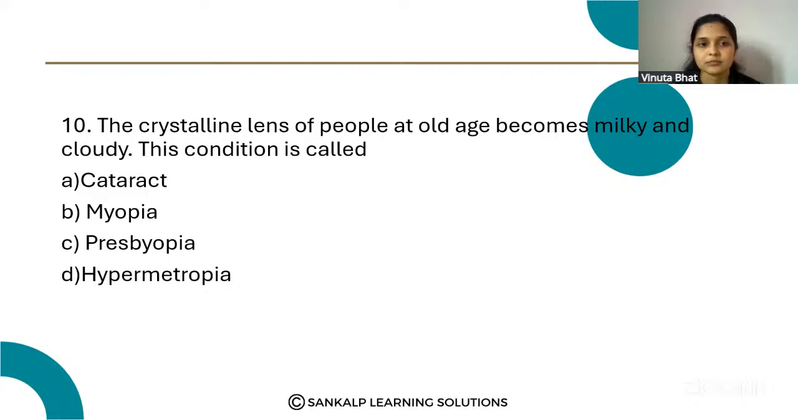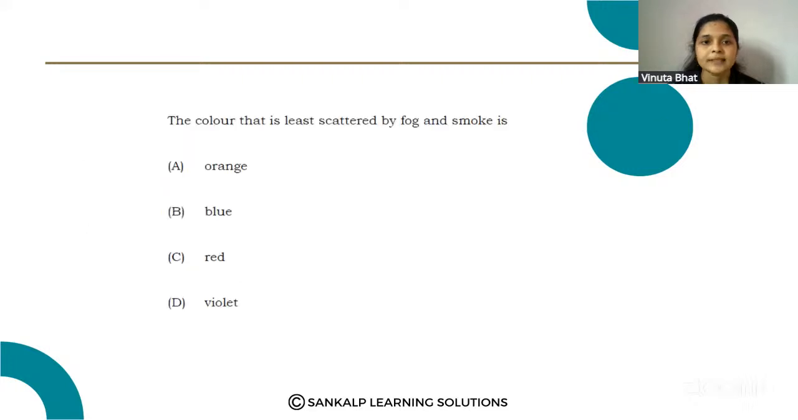Next question. The color that is least scattered by fog and smoke is: option A orange, option B blue, option C red, option D violet. Which color is the least scattered by fog and smoke? That is option C, red color. So that is the correct answer. Option C, red color. Please note down this question.